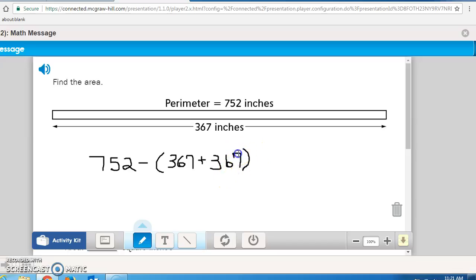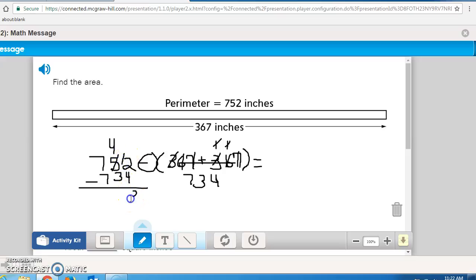When I add those two together, 7 plus 7 is 14. I carry the 1. 6 plus 6 is 12, plus 1 is 13. I carry another 1. 3 plus 3 is 6, plus 1 is 7. I need to take 752 minus, because this is what it told me to do once I figured this answer out, the 734. Again, I need to borrow the 5. I take away 1. 5 minus 1 is 4. I put the 1 in front of the 2. 12 minus 4 is 8. And 4 minus 3 is 1. So the result was 18.